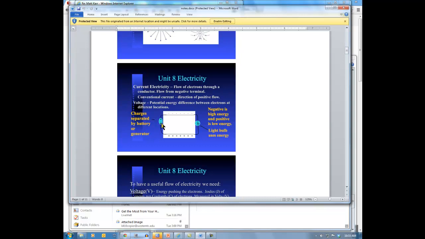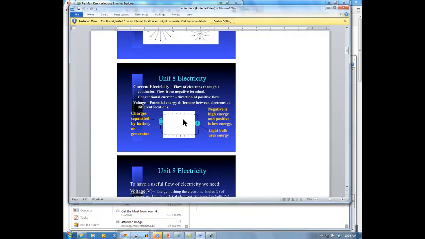Direction of positive flow. I don't know what that means. Anyway, the only thing that flows through a circuit are electrons. So electrons flow from the negative end to the positive end. So every battery, you'll notice, has a positive sign and a negative sign on it. So you've got to make sure you put it in your device the right way so the electrons flow out of the negative terminal through your device, let's say this is a light bulb, and then back through the wire to the positive side.